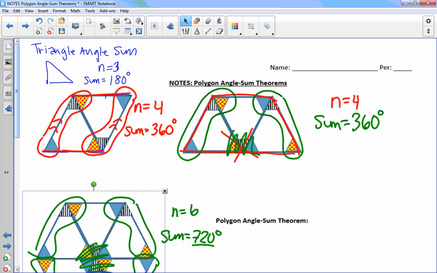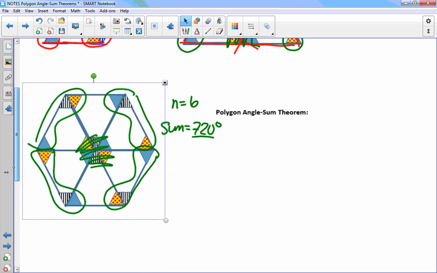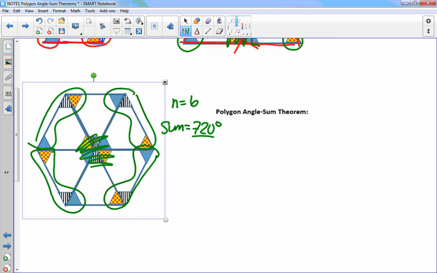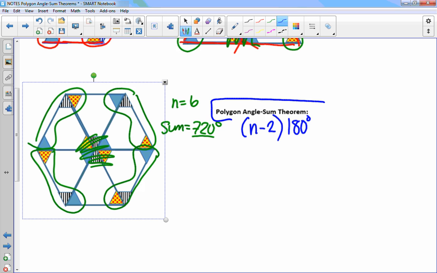And then once you know the number of groups, how do you find the measurement of the angles? The sum. Multiply. Okay, that's the theorem. Polygon angle sum theorem. You take n minus 2, notice this is in parentheses because you have to do that first. So you do parentheses first, and then you times by 180 degrees. You can do it for any polygon.